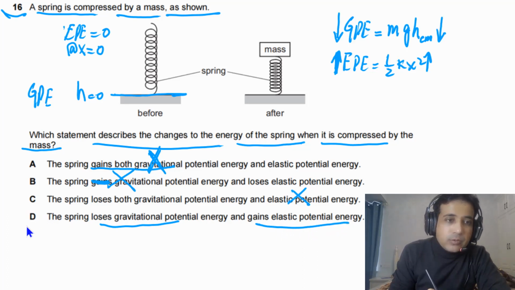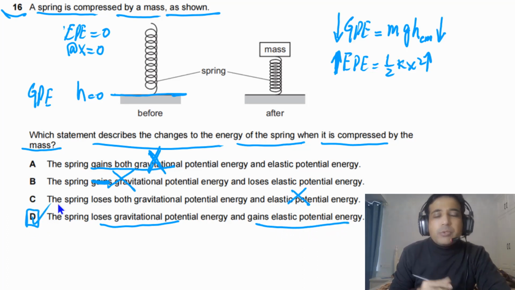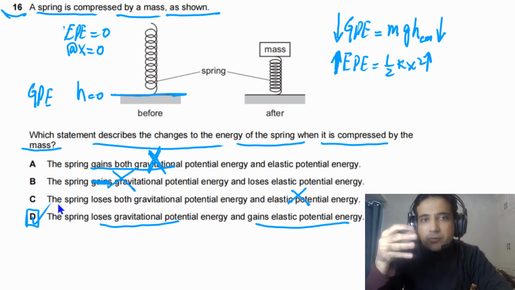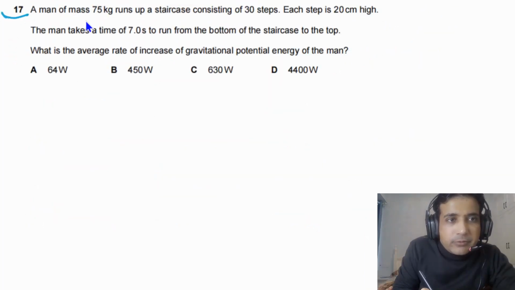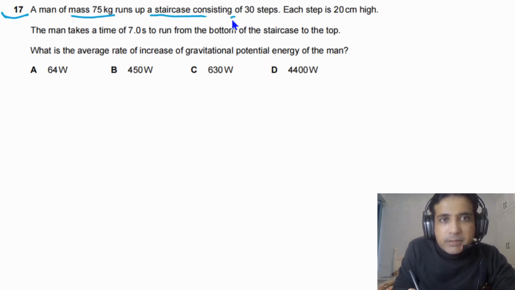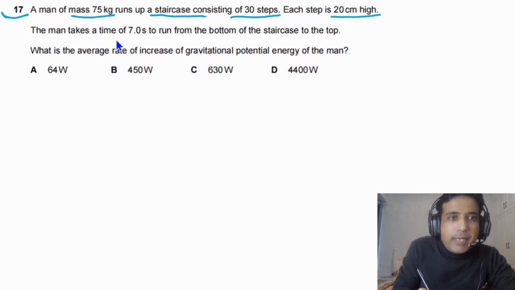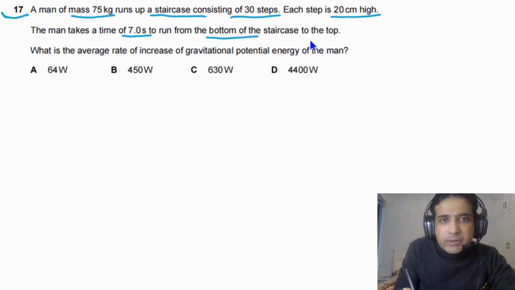So you can answer this pretty straightforward question if you have some understanding about GPE and EPE, elastic potential energy. For question number 17, it is given to us that a man of mass 75 kg runs up a staircase consisting of 30 steps. Each step is 20 centimeters high. The man takes a time of 7.0 seconds to run from the bottom of the staircase to the top. What is the average rate of increase of gravitational potential energy of the man?